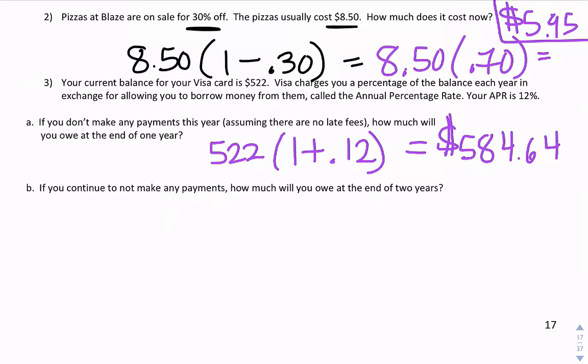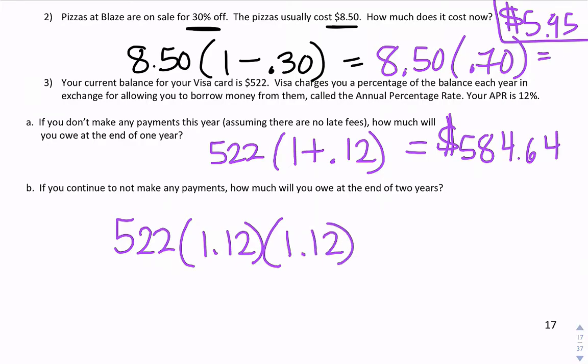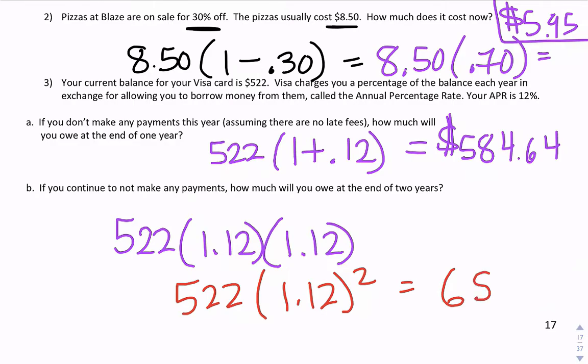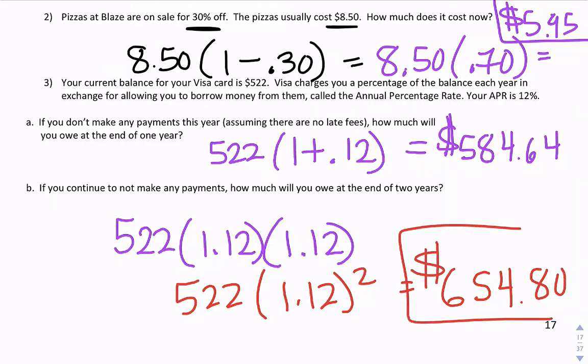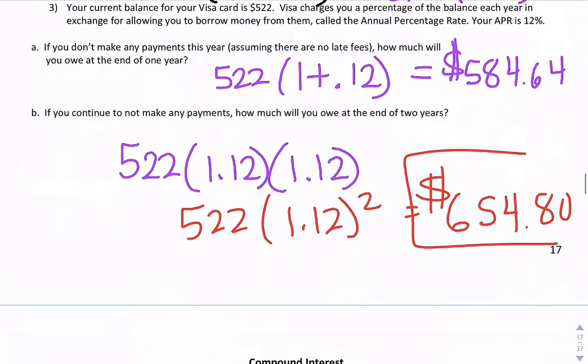If you continue to not make any payments, how much would you owe at the end of 2 years? All right, so for this one, we have our 522, the 1.12, but then it's another year, so they're charging you another 12%. So another way to write that is 522 times 1.12 for 2 years. So let's calculate that. Okay, so at the end of 2 years, you owe $654, and I'll round to about 80 cents. So this is just off the original $522 that you borrowed, and you're owing more than $100 of that in interest to Visa at the end of 2 years.